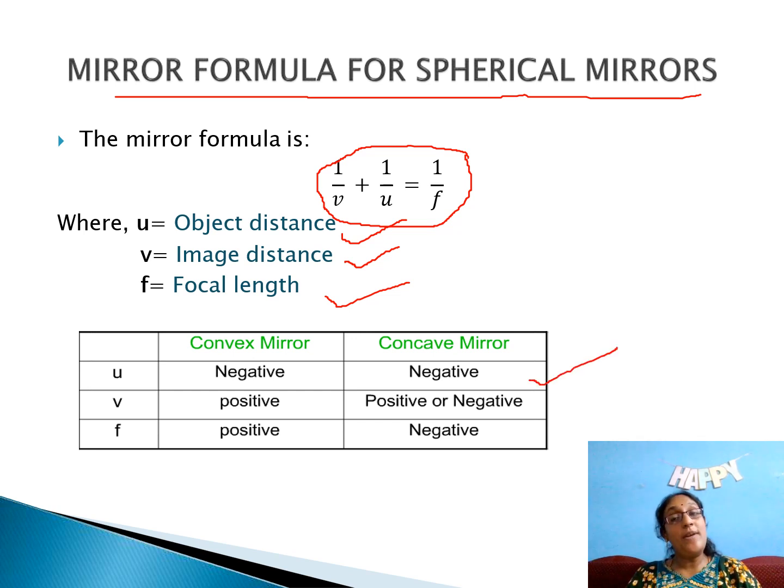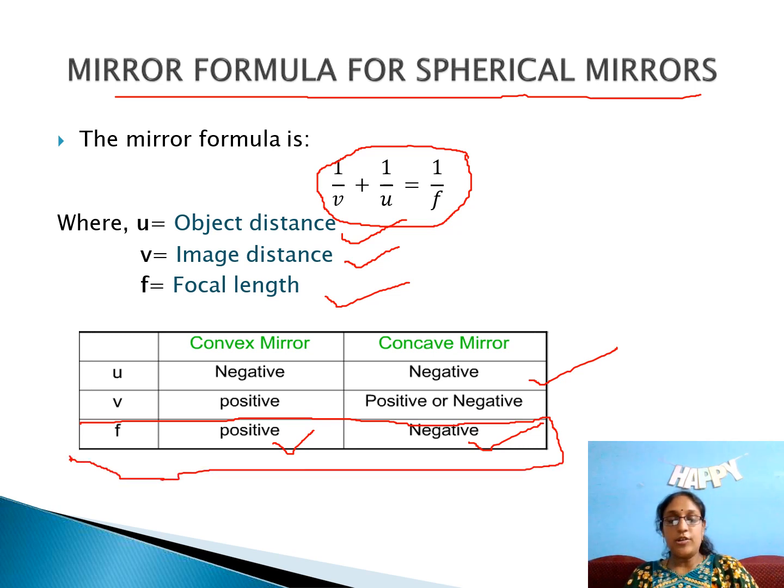So the image is normally obtained towards the right side of the pole. Do you remember all those ray diagrams? So it depends. In convex, it is positive, but in concave, it is neither always positive nor negative. And the focal length for the convex mirror is positive, and the focal length for a concave mirror is negative. The first two things you are quite familiar with. I'll tell you what that is.